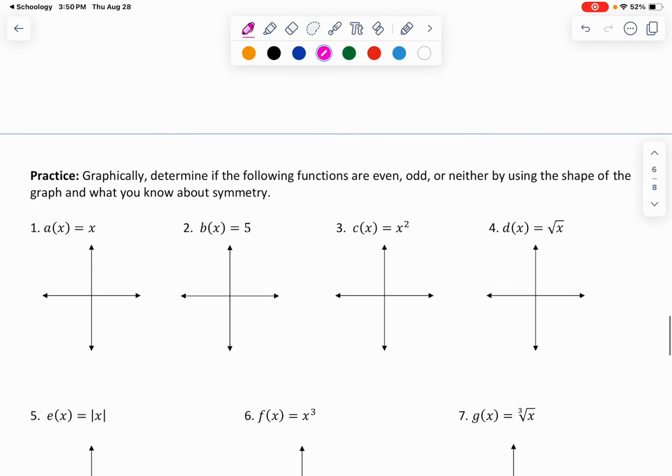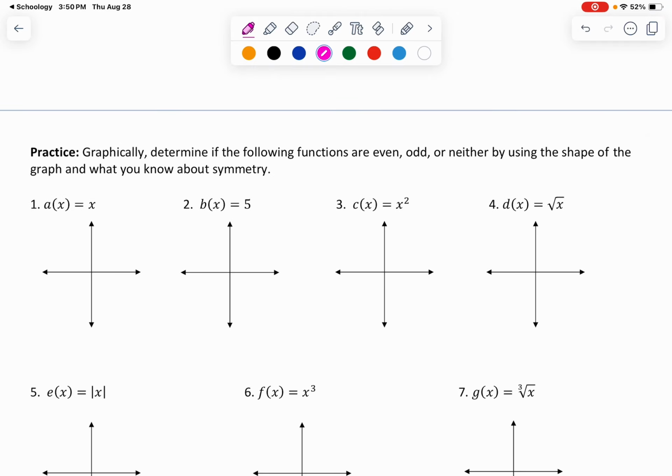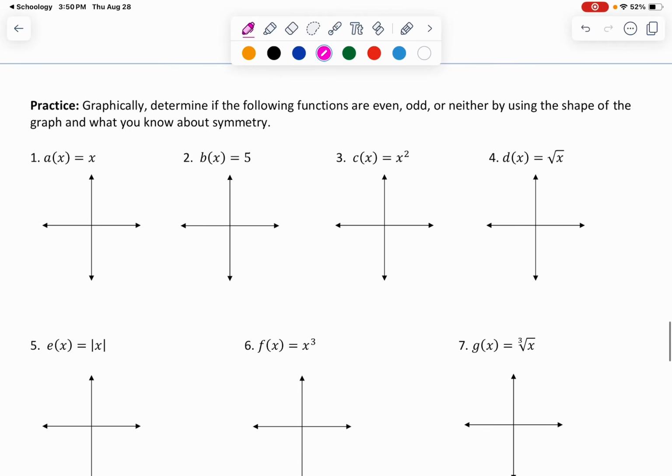So now it says graphically determine if the following functions are even, odd, or neither by using the shape of the graph and what you know about symmetry. We know what all of these graphs look like. We graphed them in a previous lesson, so I'm just going to go ahead and graph all of these. This is our line with a slope of 1, y-intercept of 0. This is a horizontal line. This one right here is an upward facing parabola. I'm doing my best to make it symmetric. It is symmetric, even though mine looks crooked.